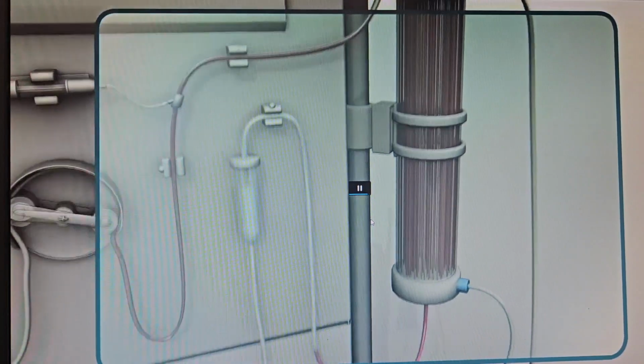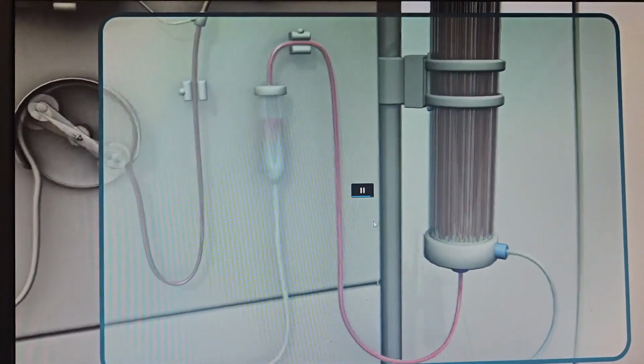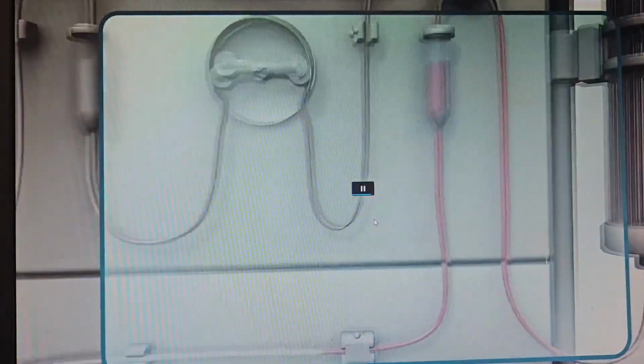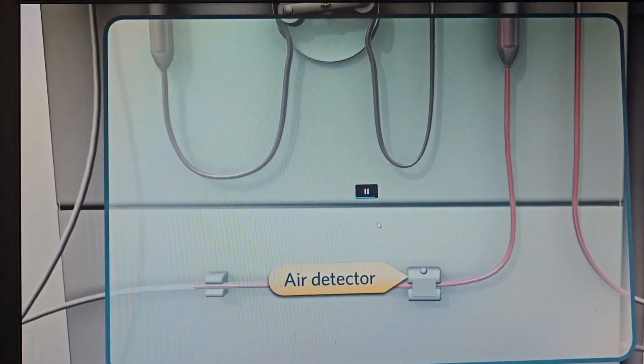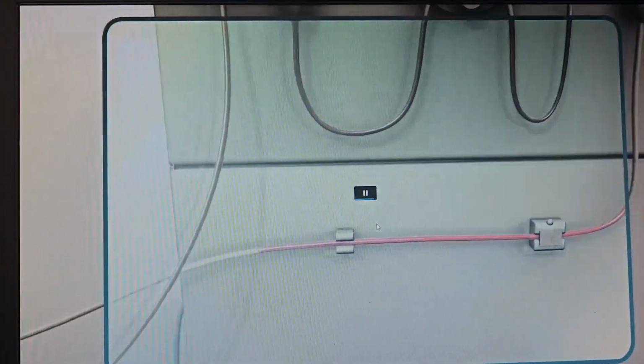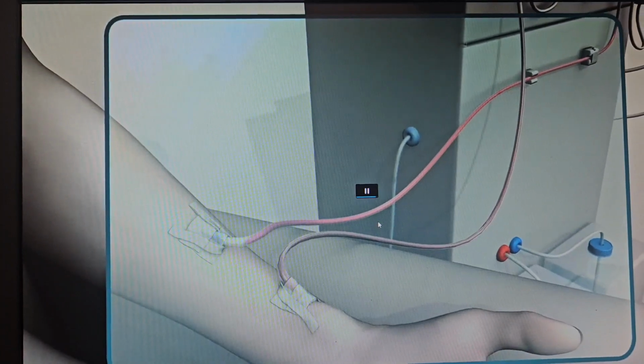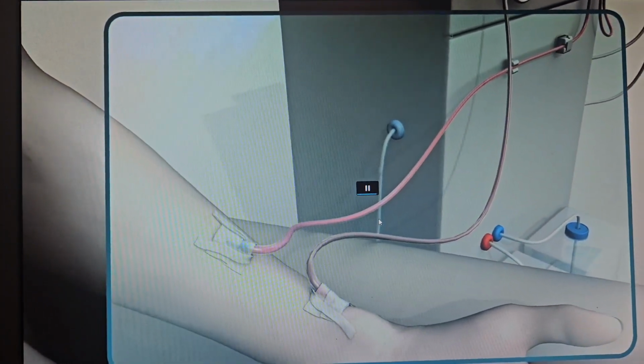When the cleaned blood leaves the dialyzer, it flows through the venous tube, passing through its drip chamber and a safety device called an air detector. From there, the blood passes through the patient's venous needle and flows back into the patient's own bloodstream.